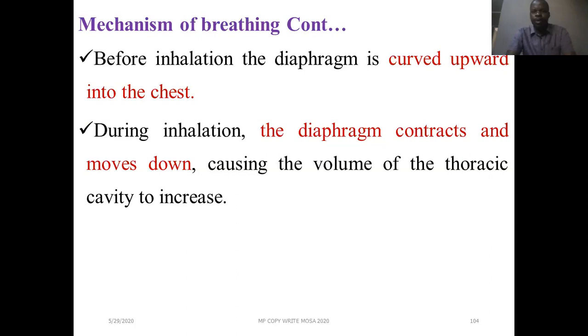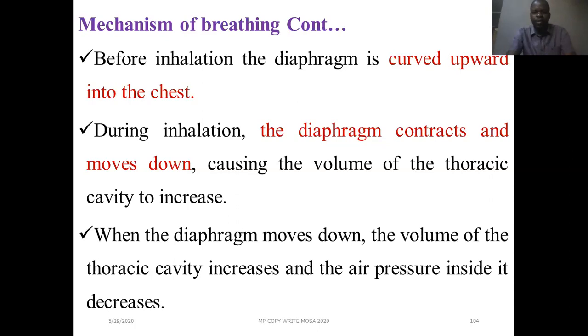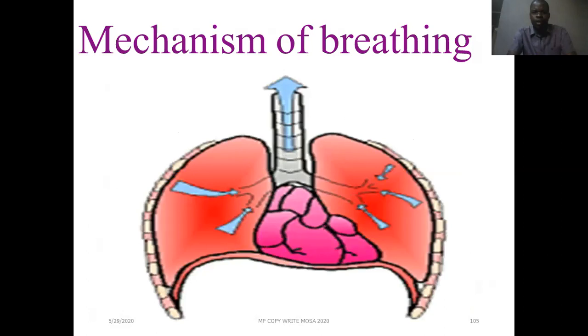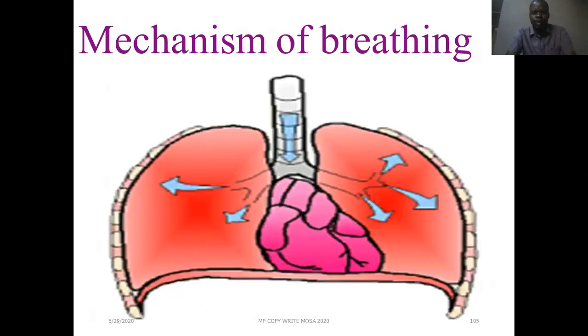As you try to breathe in, the diaphragm is pushed downwards, trying to increase the thoracic cavity so that the lungs can expand with the air that has been inhaled. When the diaphragm moves down, the volume of the thoracic cavity increases and the air pressure inside decreases, which I will explain. So this is what we mean by the mechanism of breathing.